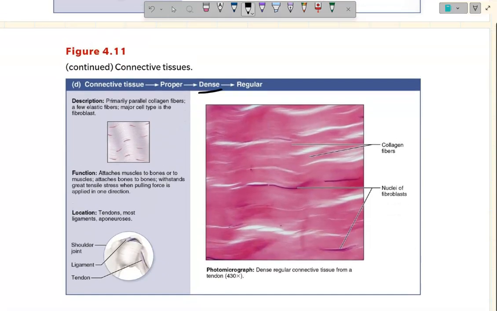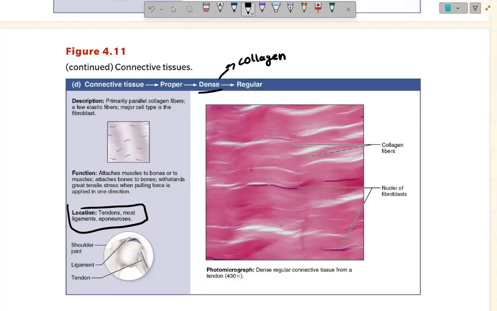Okay, now we are on to dense. So this is dense regular connective tissue. Dense has a large proportion of collagen. And the purpose of dense connective tissue is to offer a lot of strength to areas that are moving or putting an area of the body under tension. So dense regular is often found in tendons and ligaments. Tendons connect muscle to bone, and ligaments connect bone to bone.